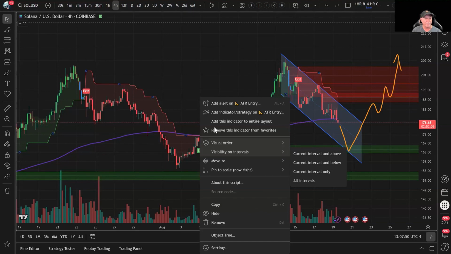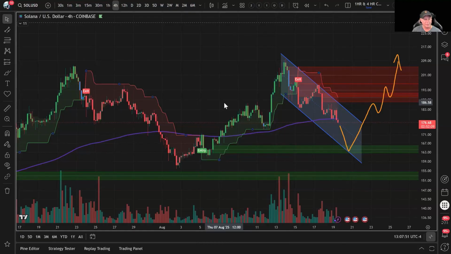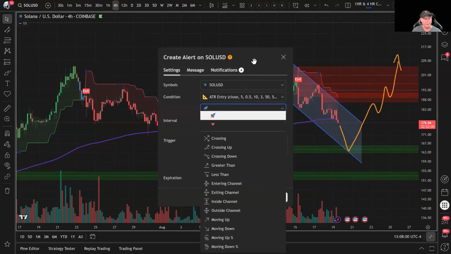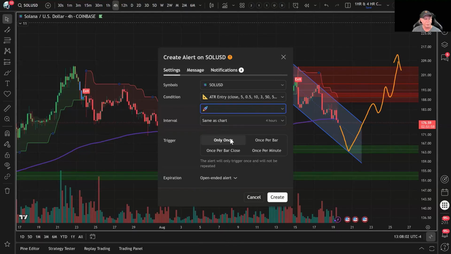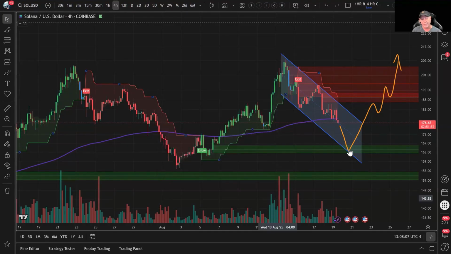I would like to add an alert on Solana on the 4-hour chart, and the signal for that is the rocket. That would be the entry when it flips to entry. And you can do it once, or once per bar close. I'm going to do it once, and that way the next time it fires, hopefully down here where there's confluence, then we'll know to buy Solana there.